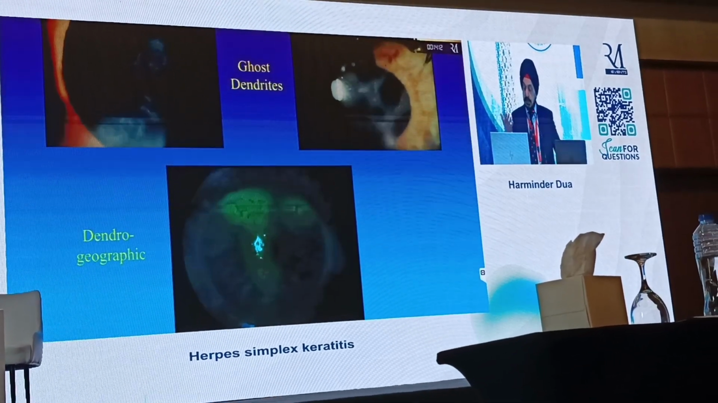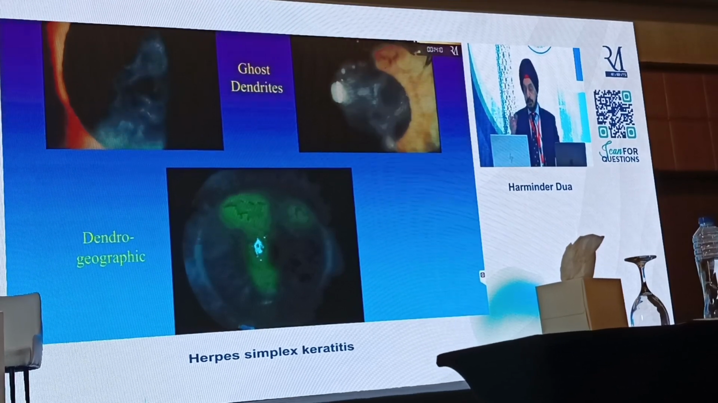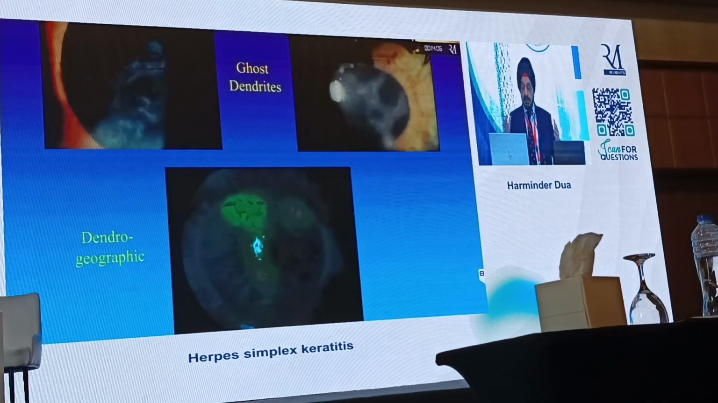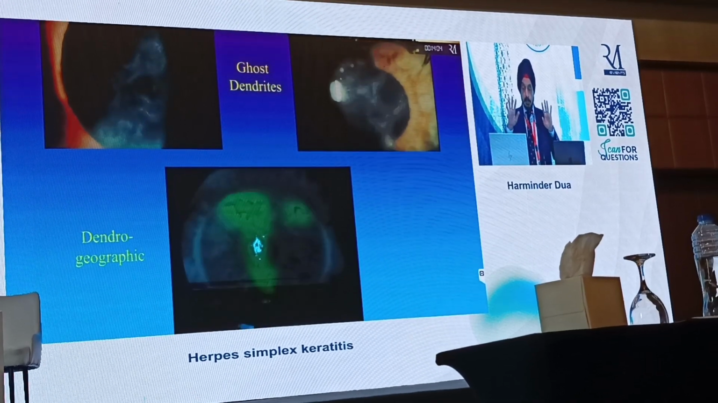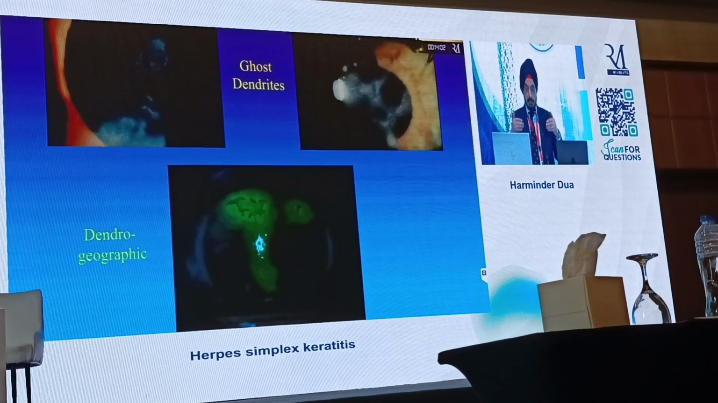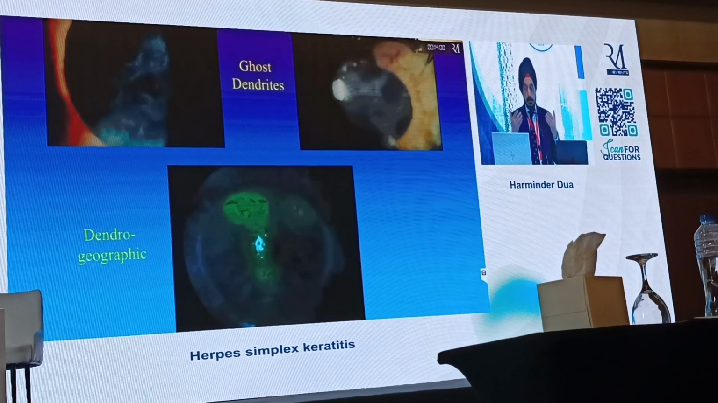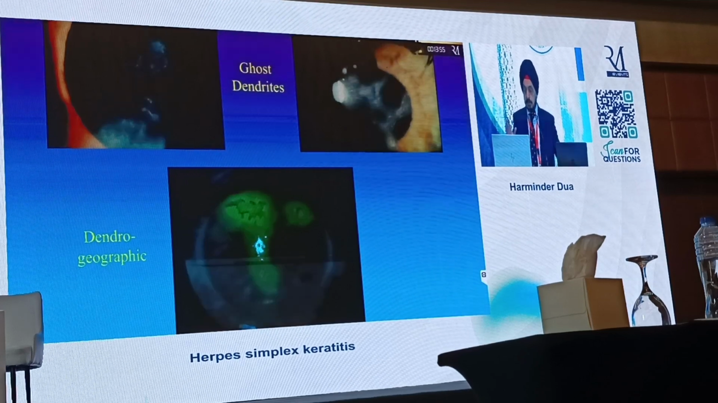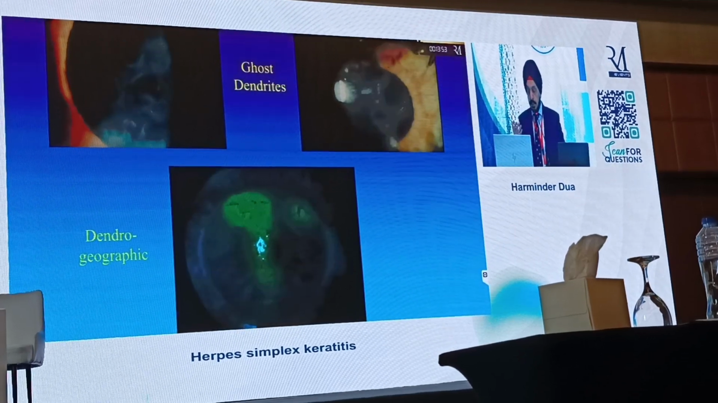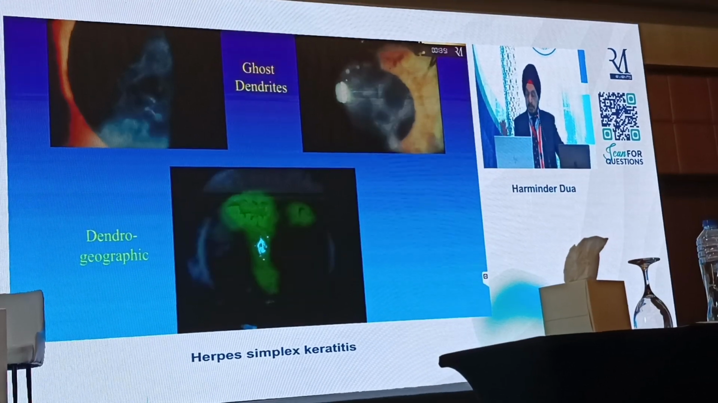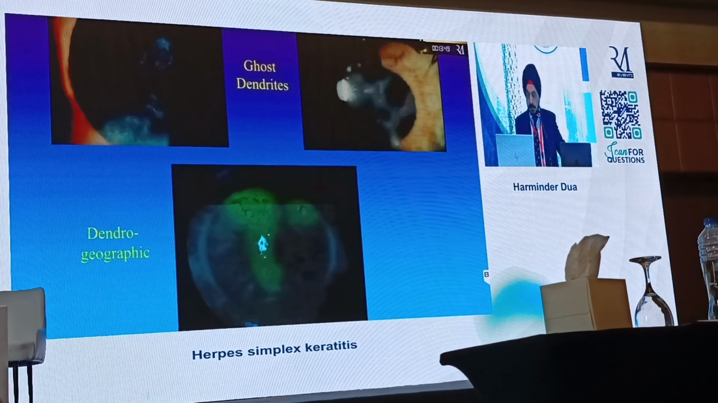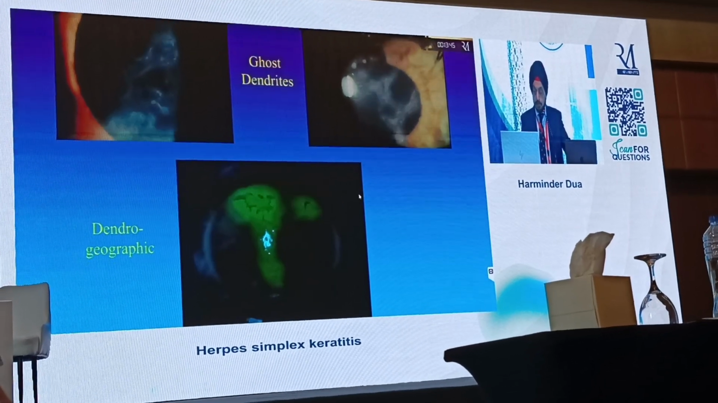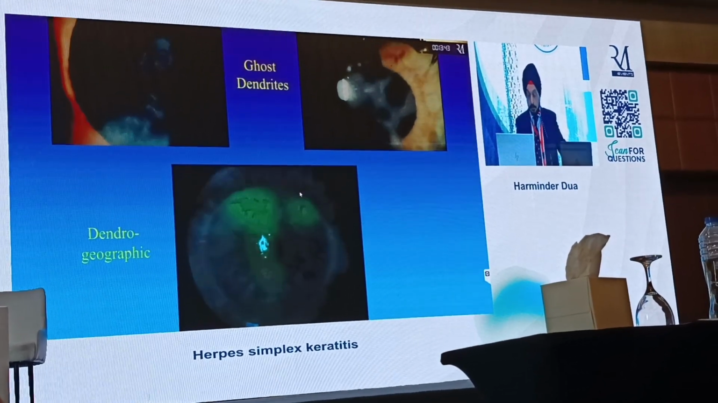Then you see later on these ghost dendrites. Now these often we see them and we ignore them and we don't know what's happening. These are areas where there were dendrites. The protein of the virus has gone into the stroma. There's been an immune response, some subepithelial scarring, and that subepithelial scarring, which was in the form of the original dendrite, are called ghost dendrites and are reminiscent of a previous virus infection. So just to bear in mind, if you're going to do surgery on these patients, you have to cover them with antivirals, particularly if you're going to give steroids.